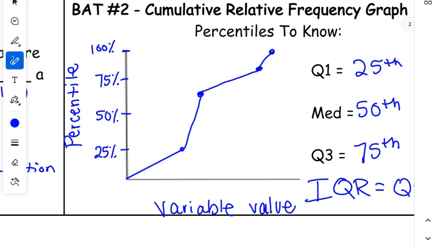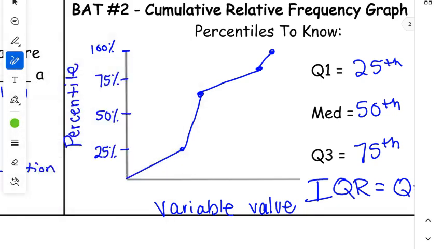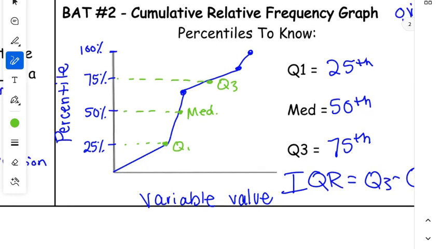So it's just random points, but you can use those points to find your quartiles. So about here would be your Q1. About here would be your median, or Q2. And then about here would be Q3. So once you find those, then you can use that to find your IQR, because you just subtract Q3 minus Q1.